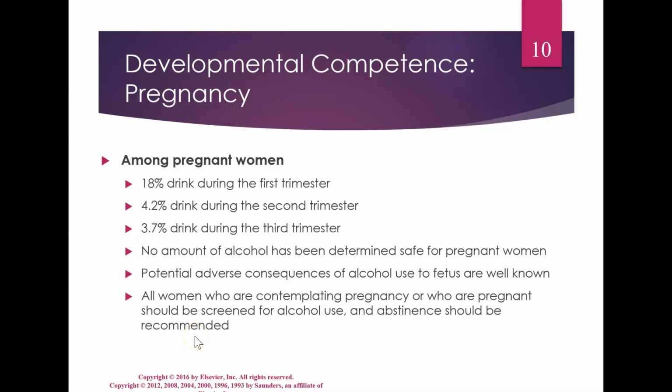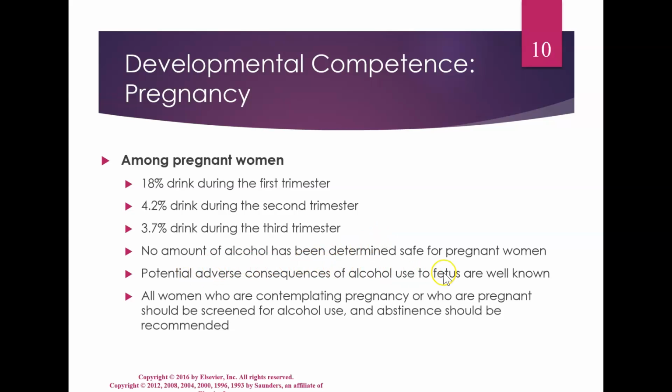Among pregnant women, it affects the growth of the fetus during pregnancy, by going through the placenta, and it's metabolized within the person's bloodstream, and that's why sometimes children will be born with alcohol toxicity, and that can affect their learning and all of that type of thing. So 18% of women, believe it or not, drink during their first trimester, 4.2% drink during the second trimester, and 3.7% drink during the third trimester.